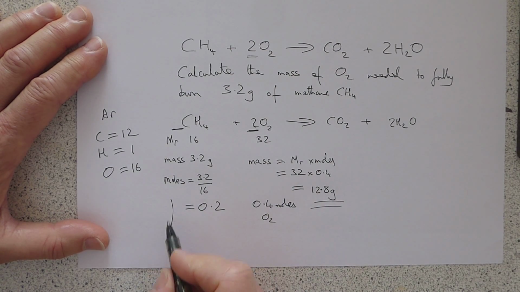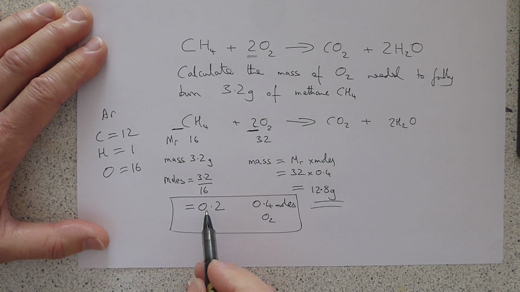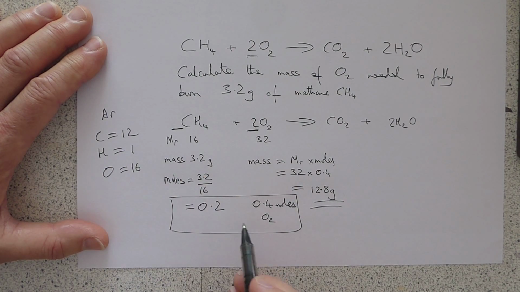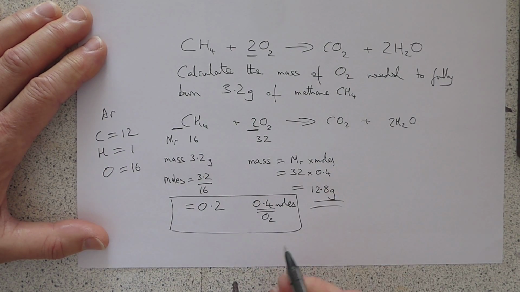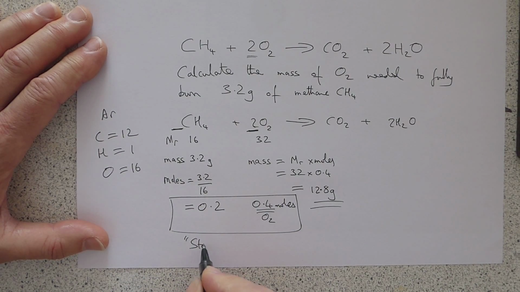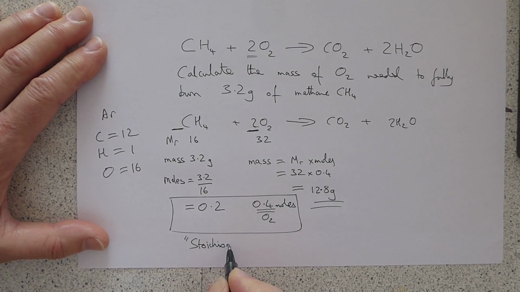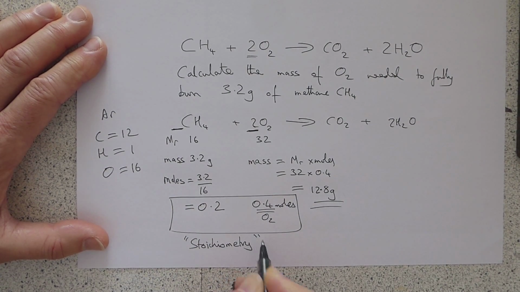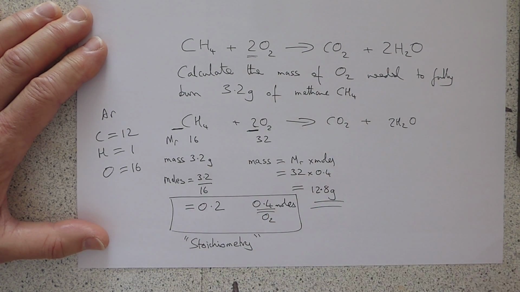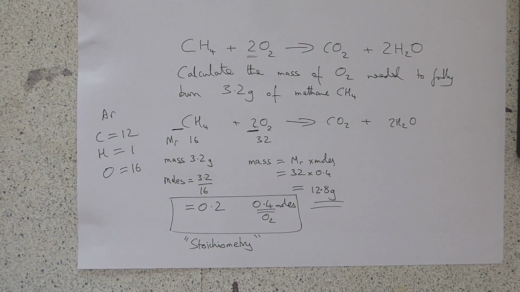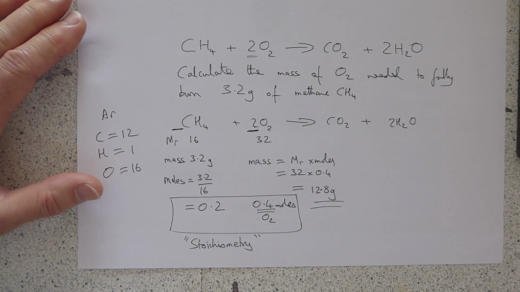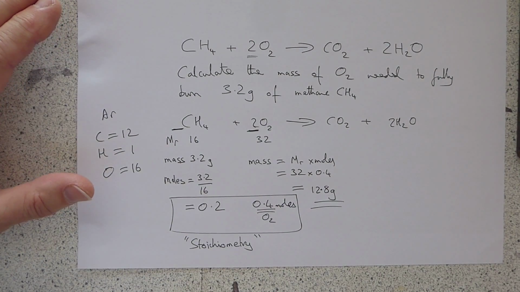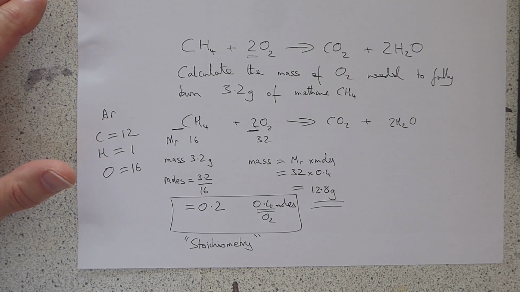So this step, where I went from 0.2 moles of methane to 0.4 moles of oxygen, that's my stoichiometry step. And you've just got to keep an eye out for that in your equation. 1 reacts with 2. Or 2 reacts with 3, or 5 reacts with 4, or whatever the stoichiometry in your balanced equation is. And those are the most important types of calculations that you need to be familiar with before you start your A-level.